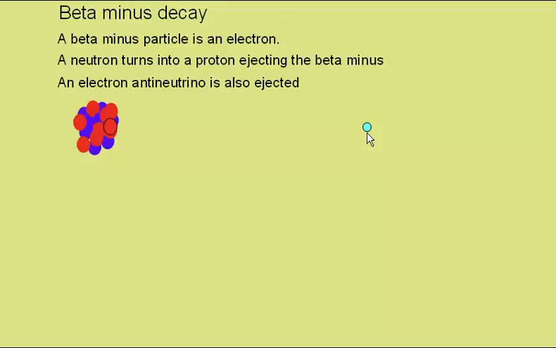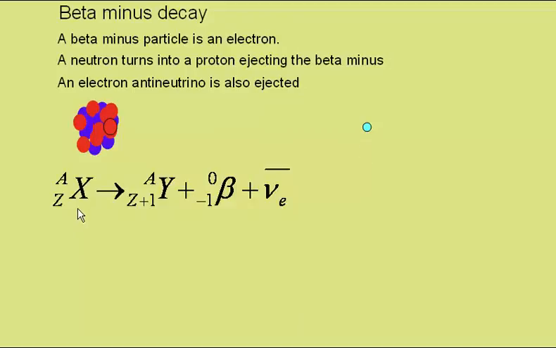particle or electron. In symbols for a general element X with proton number Z and nucleon number A, one of the neutrons has turned into a proton, so the proton number will increase by 1. However, a neutron was included in the nucleon number. This proton is now included in the nucleon number, so the nucleon number A does not change in going from parent to daughter. The beta minus particle we can represent with the Greek letter beta, or it's sometimes just represented with a lowercase e for electron.